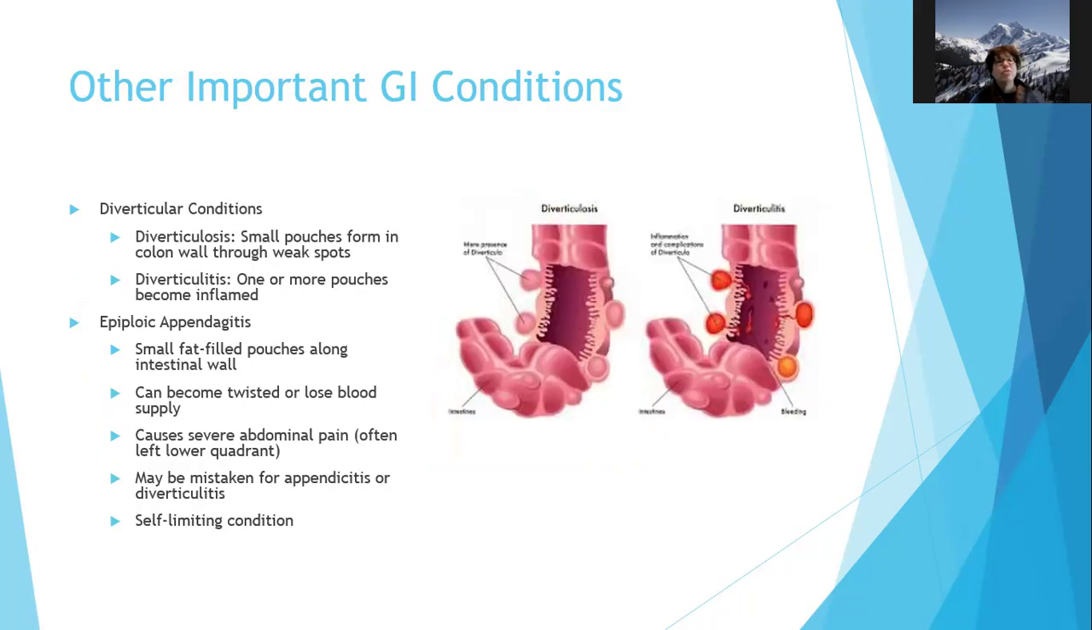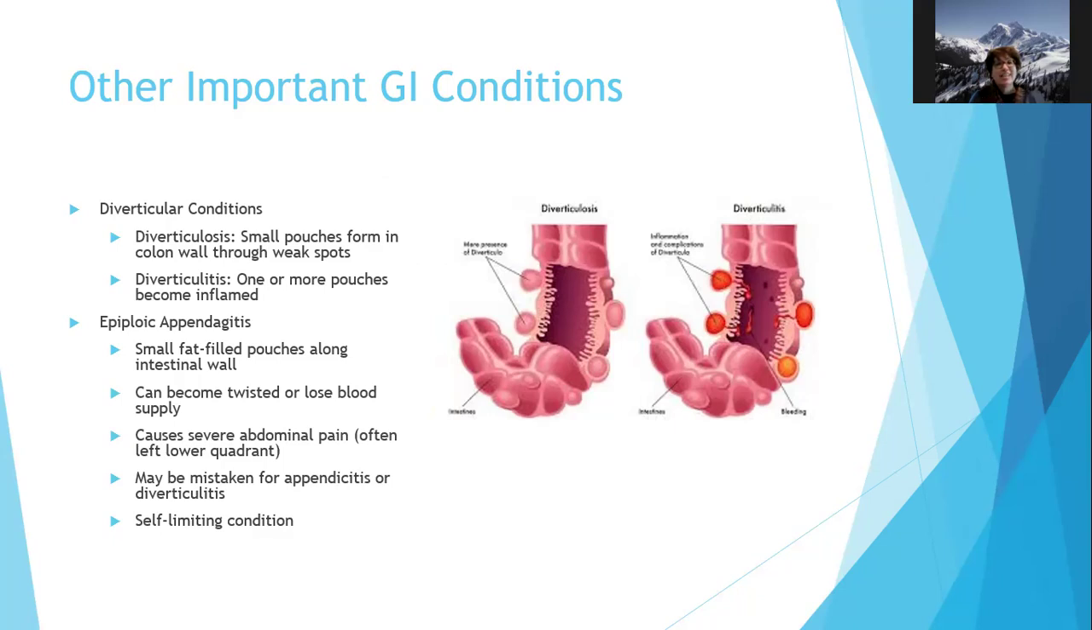Diverticular conditions. So diverticulosis. So osis is usually a condition, and itis is the inflammation. So diverticulosis means you form these diverticula, which are little small pouches in the colon wall. They're little weak areas. And then diverticulitis is when one or more of those pouches become inflamed.